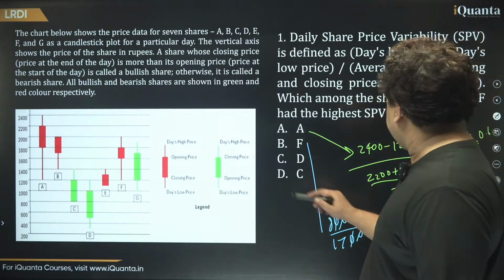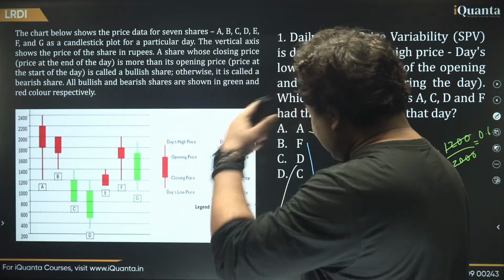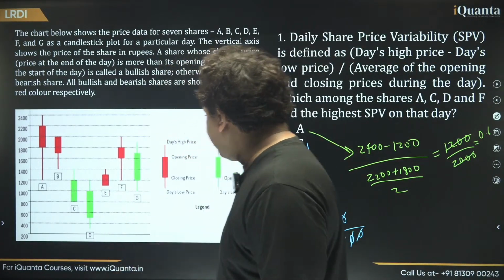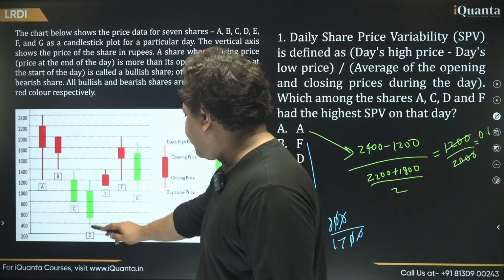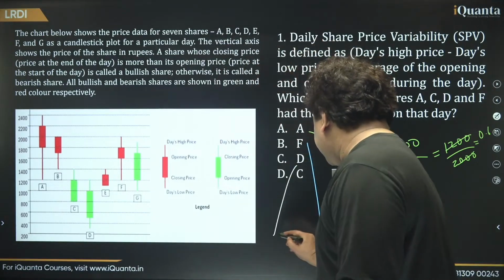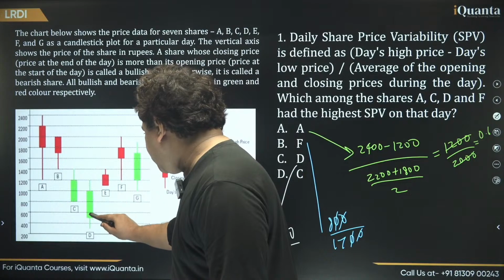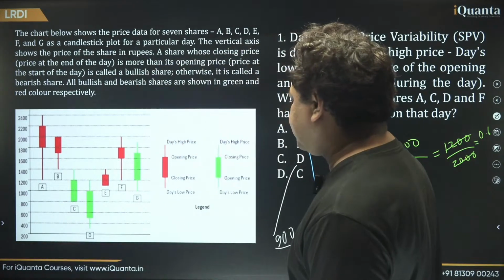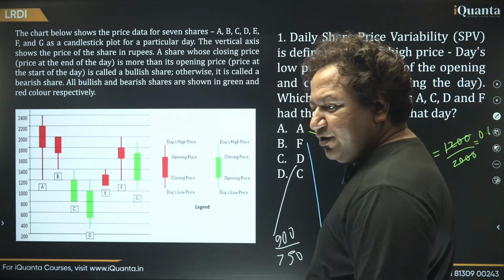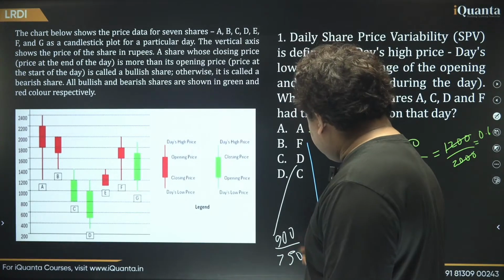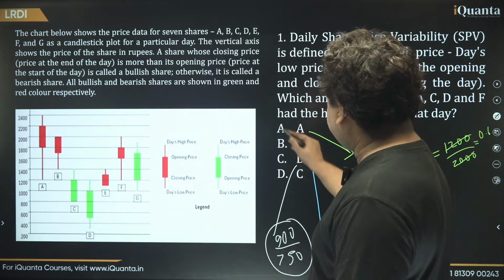Okay, for D let's calculate for D. For D it will be, opening price नीचे वाला है, closing ऊपर वाला है. Okay, this high price is 1200, low price is 300. 1200 minus 300 is 900, and the average, 1000 का और 500 का कितना हो जाएगा? 750. I don't think we need to check it further, isn't it? This is an improper fraction. Numerator is bigger than the denominator, so this is of course higher than A and F.